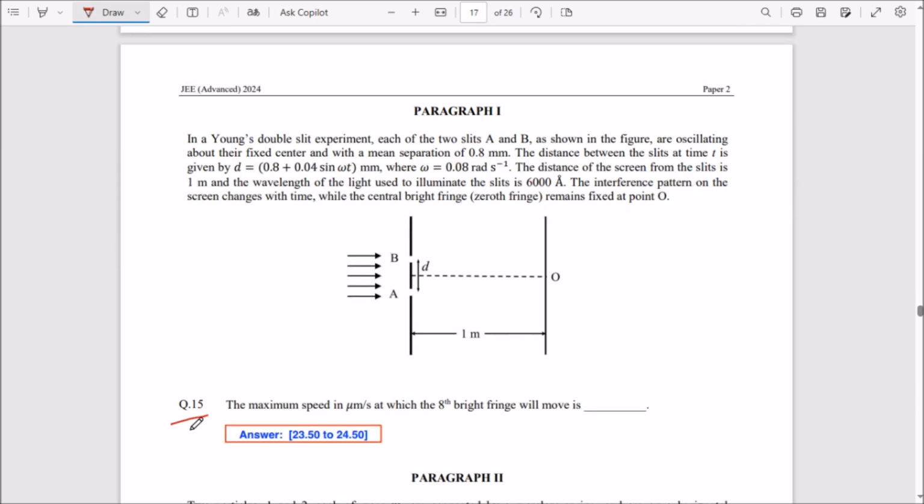Next, question number 15. Answer is 23.50, and this answer ranges from 23.50 to 24.50. In between these two digits, whatever the number you enter, all will be taken as correct options.